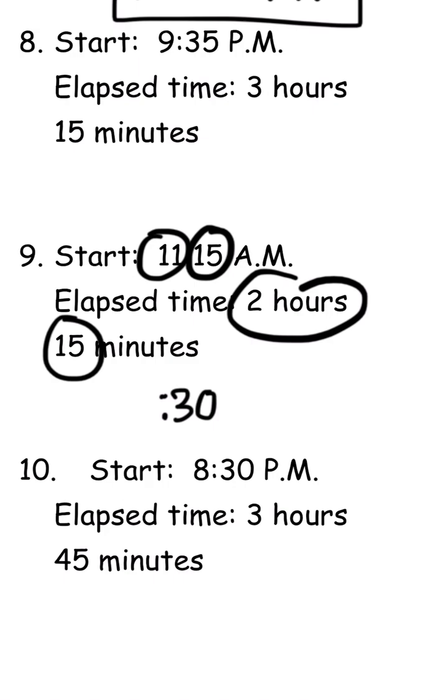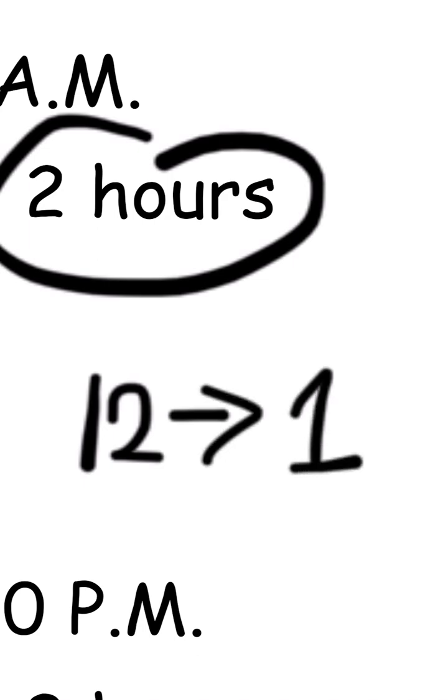And then now we need to add 2 hours to 11. So if we add 2 hours, there's until 12 o'clock and then it becomes 1 again. So if it was 11, and if we add 1 more hour, it would become 12. And if we add 1 more hour, it would become 1 o'clock. So 11 plus 2 hours is 1 o'clock.